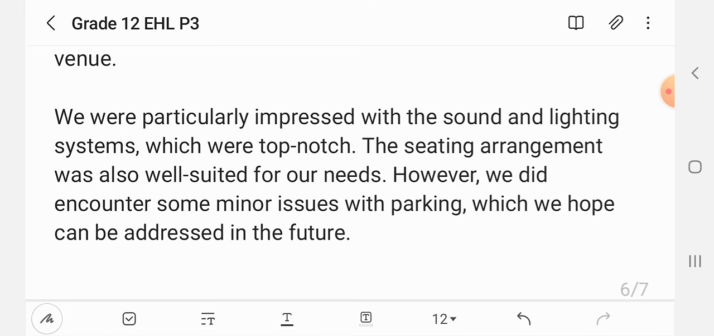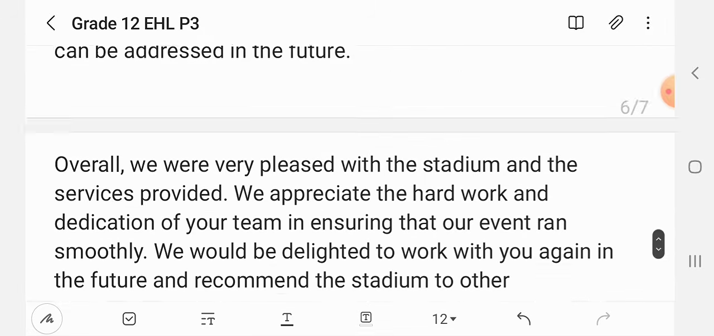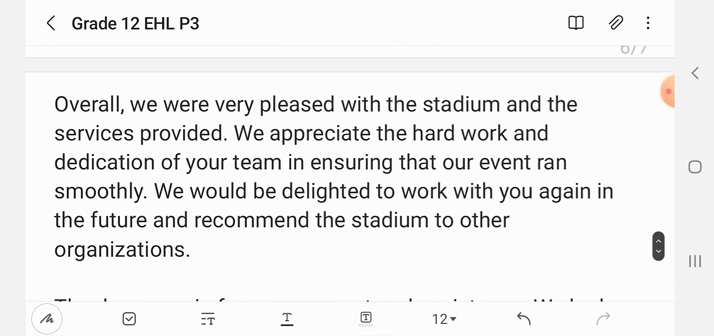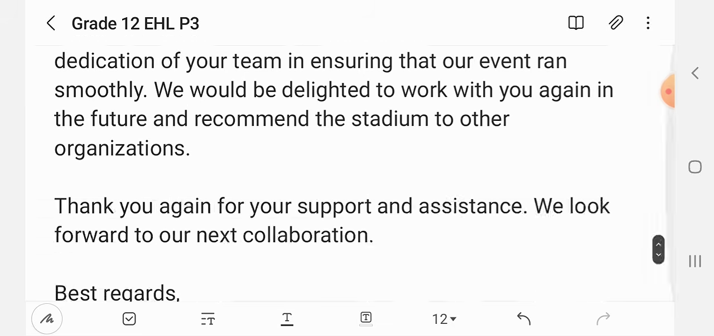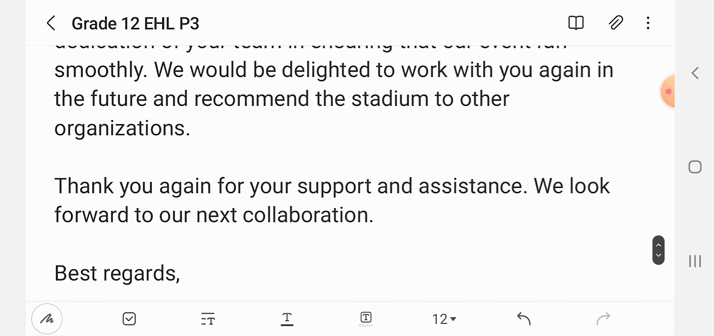However, we did encounter some minor issues with parking, which we hope can be addressed in the future. Overall, we were very pleased with the stadium and the services provided. We appreciate the hard work and dedication of your team in ensuring that our event ran smoothly. We would be delighted to work with you again in the future and recommend the stadium to other organizations. Thank you. That is the last paragraph.